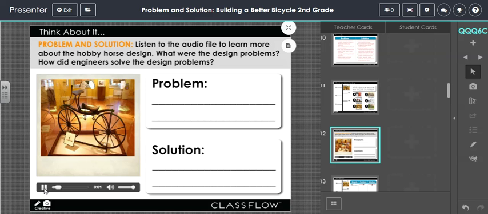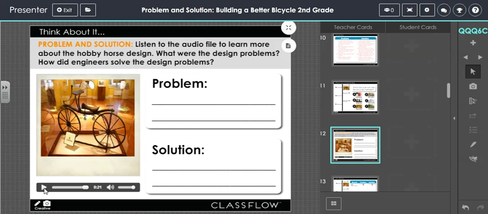The first known bicycle was invented in the early 1800s. It was called the hobby horse. It was made of wood and did not have pedals, so it couldn't move on its own. You had to move it by shuffling your feet. Pedals weren't added to bicycles until the bone shaker design was developed in the 1860s.